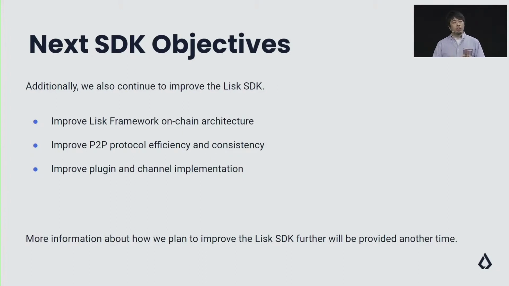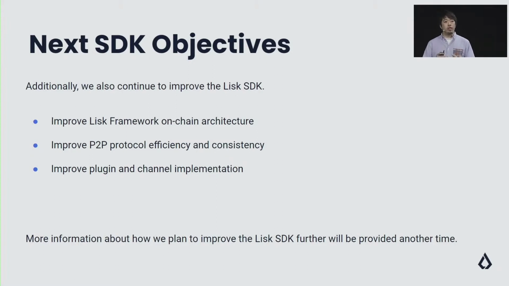Improve Lisk framework on-chain architecture. This is important because to support the interoperability implementation, we do need some changes to the on-chain architecture. One example is the state store. In the interoperability implementation, each module will have its own key-value store. That needs to be accounted for in our on-chain architecture.